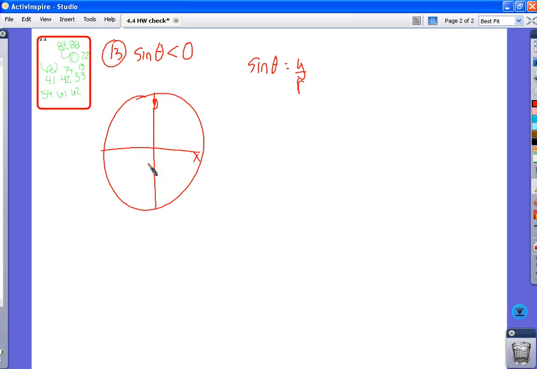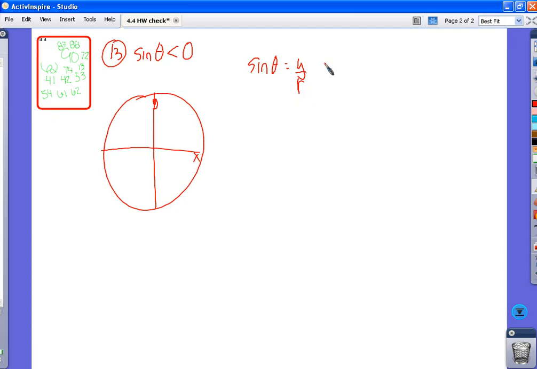So what does that mean? Where will you find a negative sine? How will this be negative? First, let's answer this question. How will this be negative? If either of those numbers are negative. Okay, and what about r? Do you remember what I said about r? Yeah. R is always positive. It's just a positive distance from the origin. So y has to be negative.